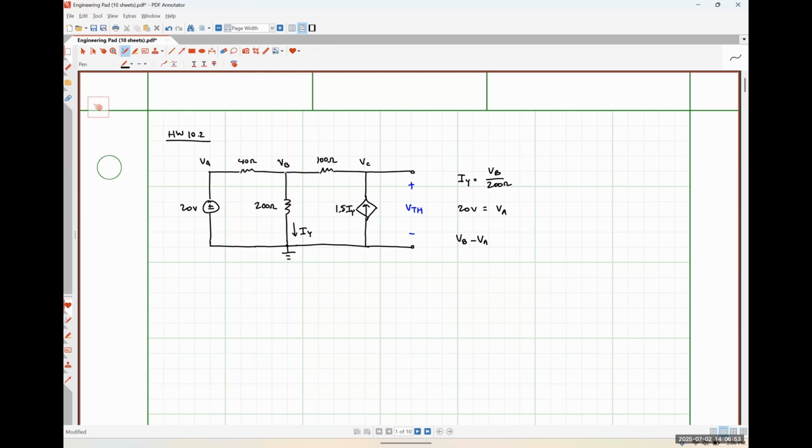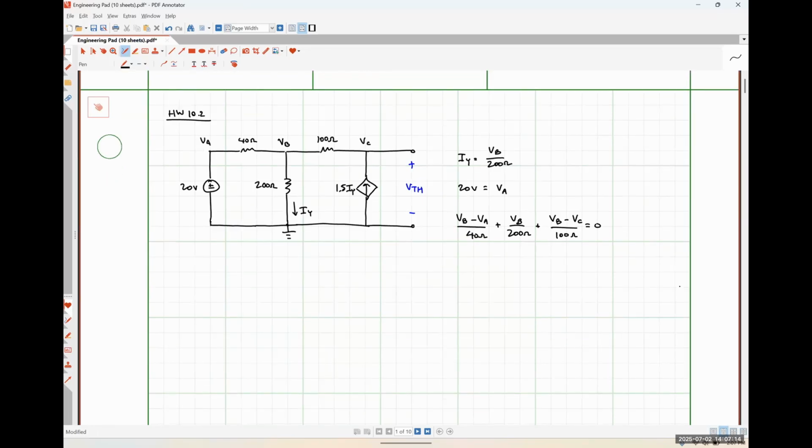KCL at node B is going to look like VB minus VA over 40 ohms plus VB over 200 ohms plus VB minus VC over 100 ohms is equal to 0. And then lastly, KCL at node C is going to look like VC minus VB over 100 ohms minus 1.5 IY is equal to 0.